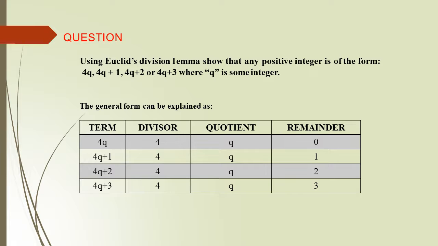We do not need to make this table or chart in the solution, but I have prepared it just to explain the concept to you. There are 4 terms: 4q, 4q + 1, 4q + 2 and 4q + 3, and every time the divisor is 4 and the quotient is q, but the remainder varies. The remainder will be less than b, and our b in this case is 4, so it can be 0, 1, 2 or 3. So we have these 4 cases and we will prove them one by one.